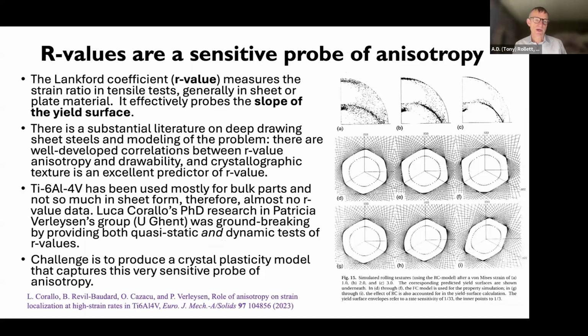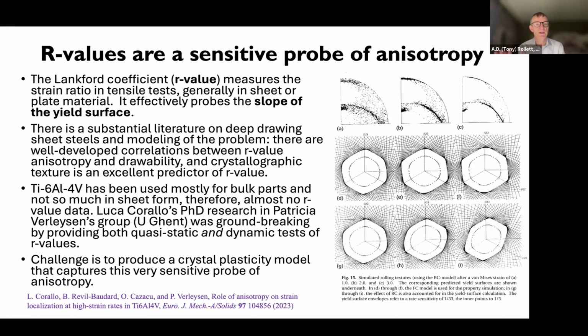So before I get into that, one of the very nice things that happened in the last couple of years was I had the opportunity, thanks to the Franke Foundation in Belgium, to spend a substantial amount of time with Leo in Ghent. And one of the things that we worked on was trying to understand the anisotropy in regular Ti-6.4, regular conventionally produced. And this was the thesis work of somebody called Luca Corallo, the first name in this paper on the bottom here, who was a student with Patricia Verleysen.